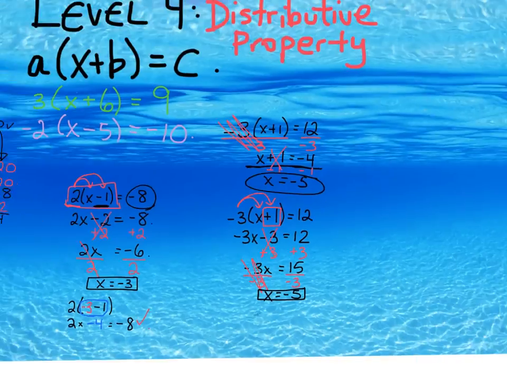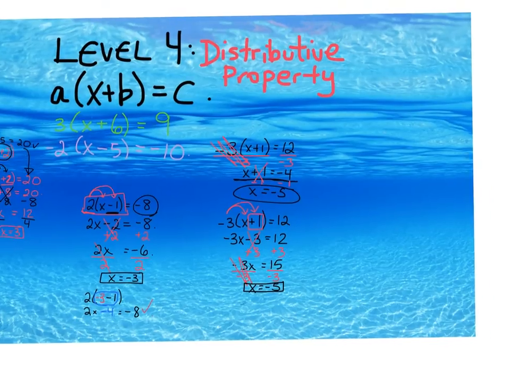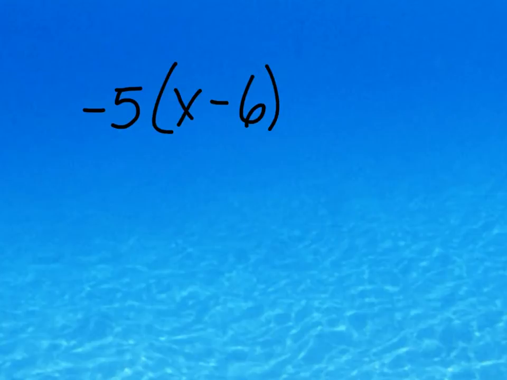Alright, should we try one more? One of the toughest ones, let's go for it. Alright, how about question number 19? And it is -5 times x minus 6 equals -10. And you know what, I'm actually going to try that second method I just showed you first, so you can see how it's actually sometimes a bit quicker.